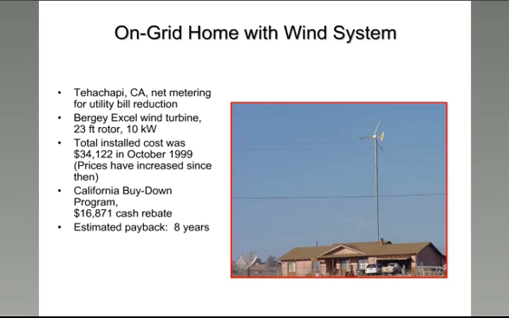This next one is an on-grid home with a wind system. This was installed back in 1999, and I'll emphasize that prices have gone up significantly since then. This is a 10 kilowatt turbine. At that time California offered very good rebates. I think it still does. That paid for basically half the cost of the system. And given the high electricity prices that were in effect in California back then, this had a very fast payback, much faster than in most small wind turbine systems.